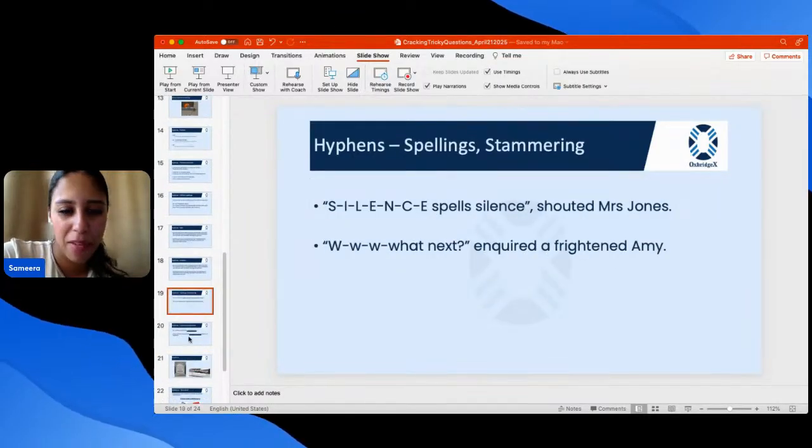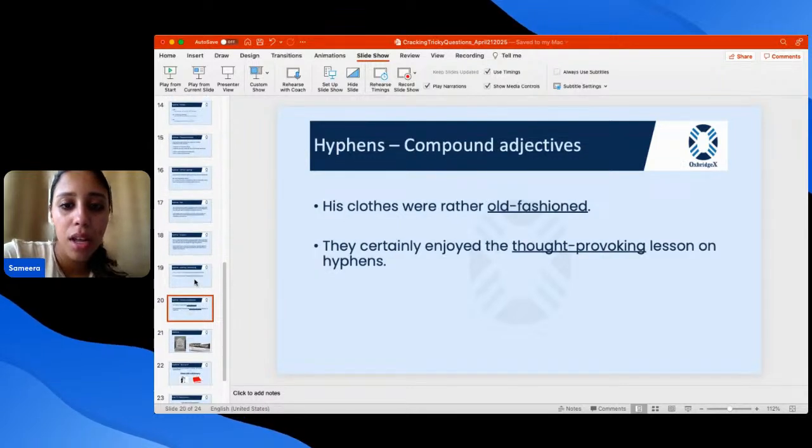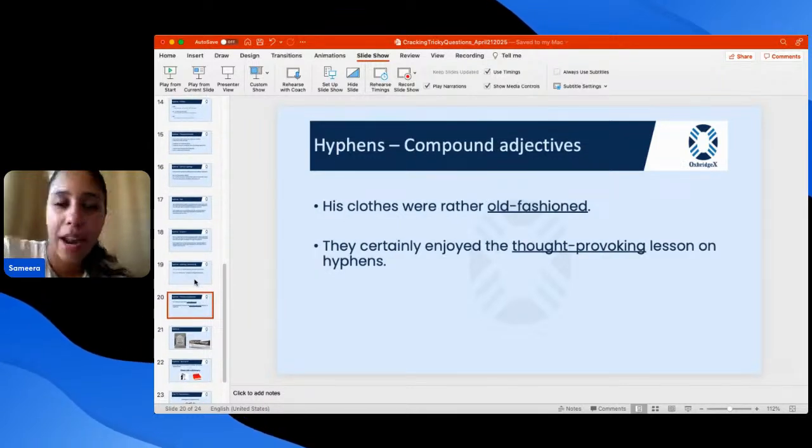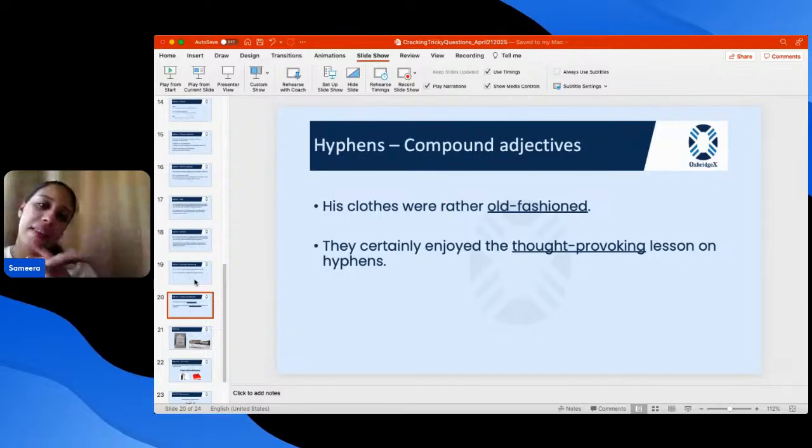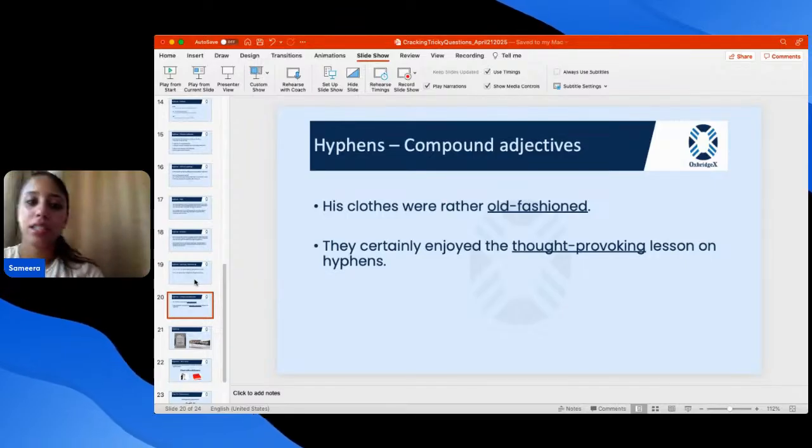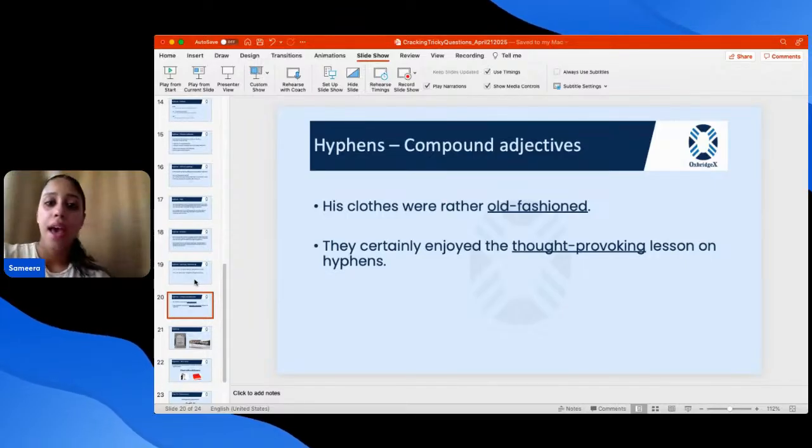I'm actually going to skip this because it's not as common. Compound adjectives. Now, what are compound adjectives? They are adjectives that are joined together. So if I have compound adjectives, sometimes I separate them using a hyphen as well.